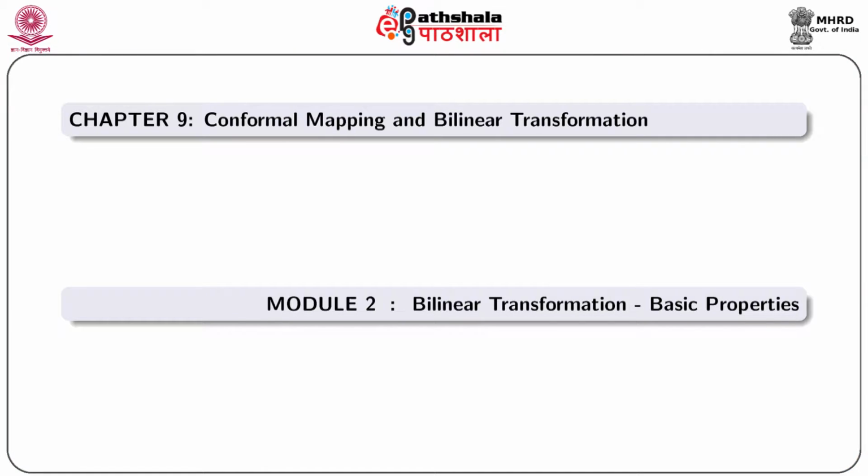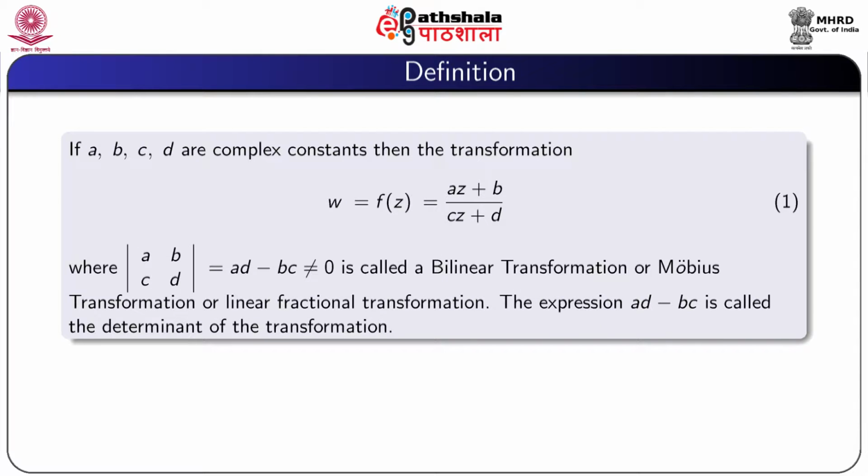So, we discuss bilinear transformation basic properties. If a, b, c and d are complex constants, then the transformation w = f(z) = (az + b)/(cz + d), where the determinant ad minus bc is not equal to 0, is called a bilinear transformation or Mobius transformation or linear fractional transformation. The expression ad minus bc is called the determinant of the transformation.